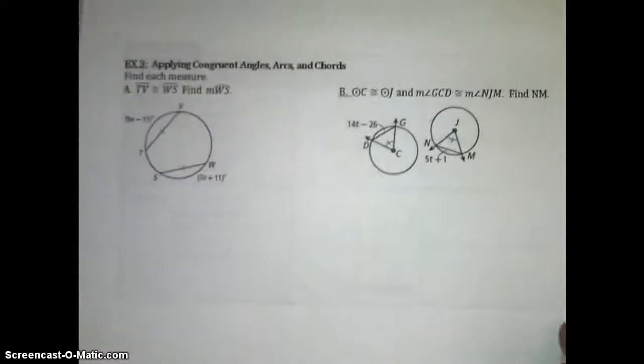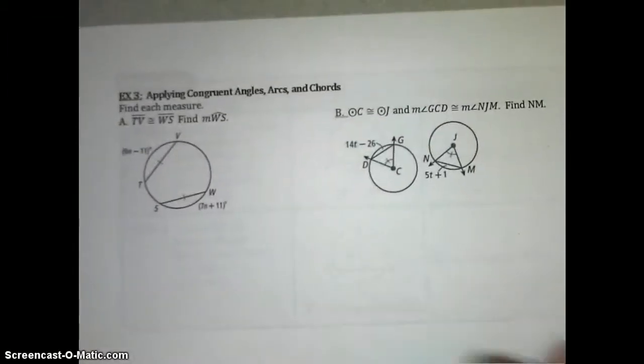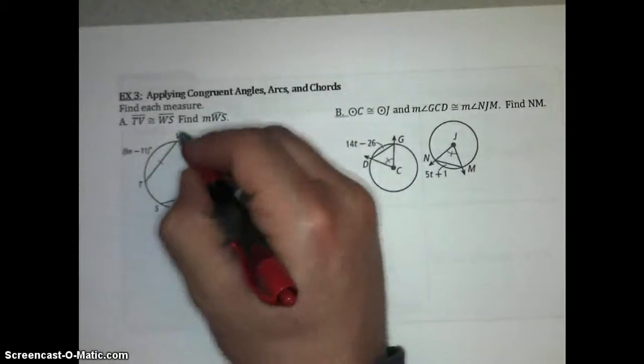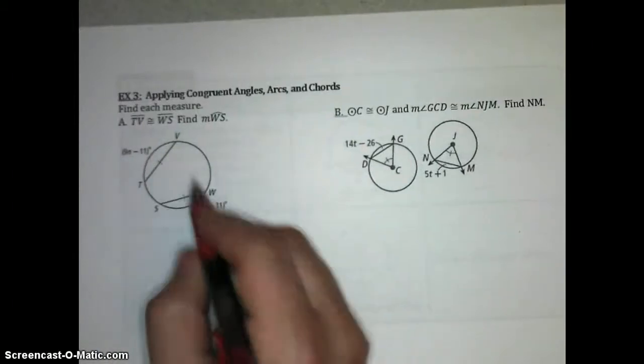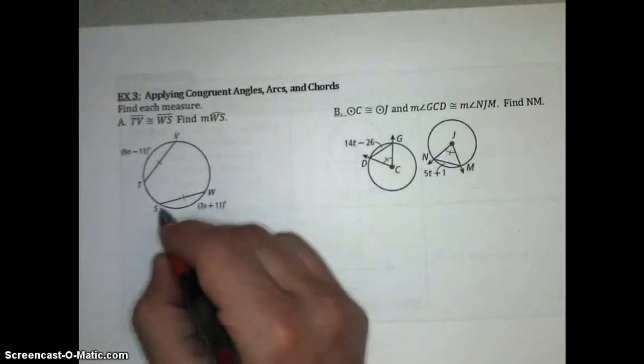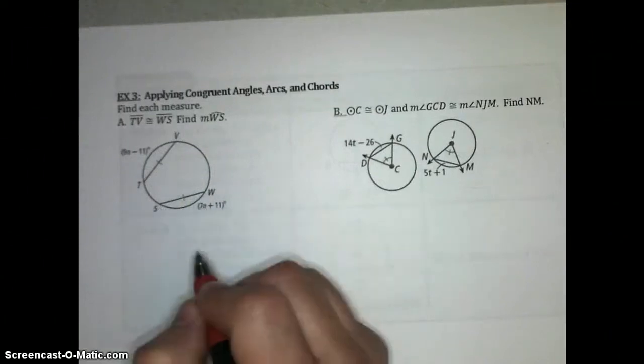So let's try example 3. We need to find each of these measures in each of these examples. We have one circle. We have chords TV and SW that are congruent. They're marked as congruent by those markings. And that tells us the arc measure SW is 7n plus 11 degrees.